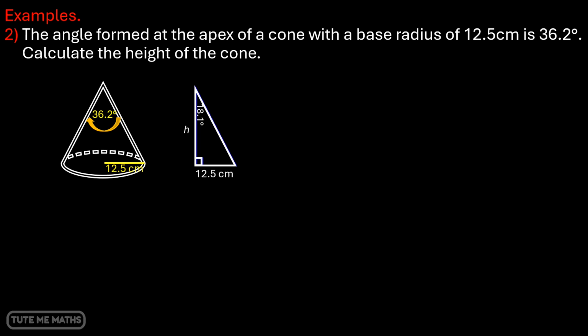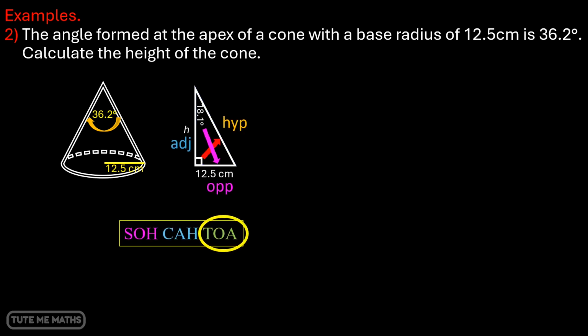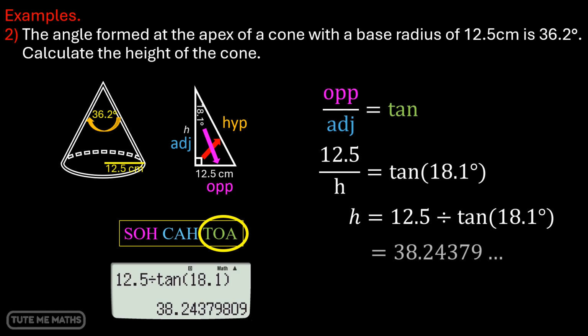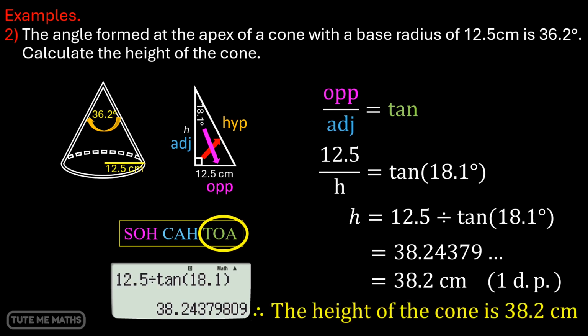We can label the required height as h or any pronumeral we so desire. Labelling the sides and using SOHCAHTOA, we find that again we are using the tangent ratio. Opposite over adjacent is tan, so 12.5 over h must be tan of 18.1 degrees. With our unknown on the denominator, you should hopefully recall that this leads to a division rather than a multiplication, so h will equal 12.5 divided by tan of 18.1 degrees, giving us this answer on our calculator. The height of this cone is 38.2 centimetres.